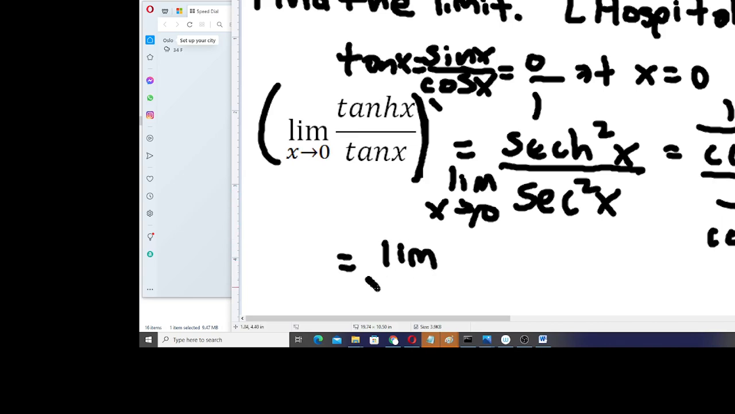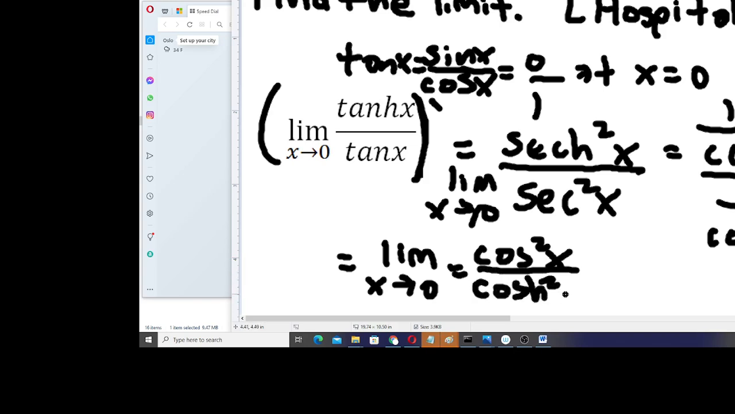And then we can simplify that to the limit as x approaches 0 of cosine squared x over hyperbolic cosine squared x. When you do that, cosine at 0 we know is 1, and 1 squared is 1, so we have 1. Hyperbolic cosine gives the same numbers, the only difference is where it's defined. It's the same unit circle values, just defined on the hyperbola. So this is 1.